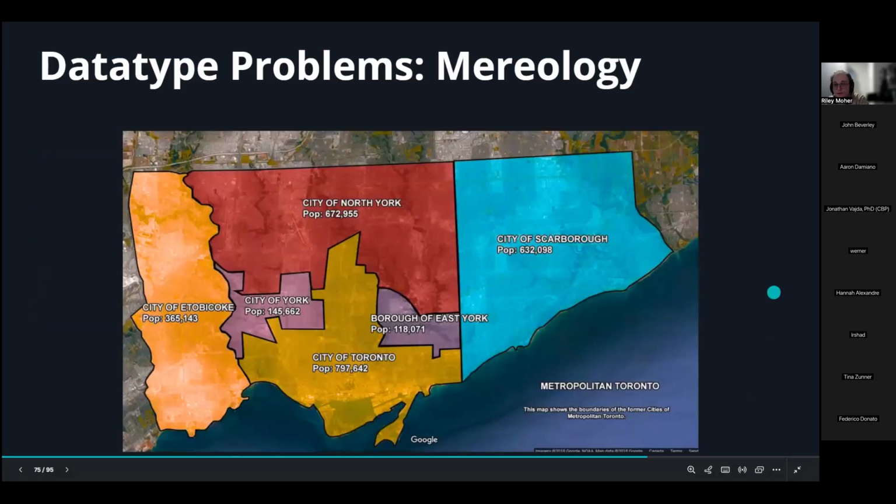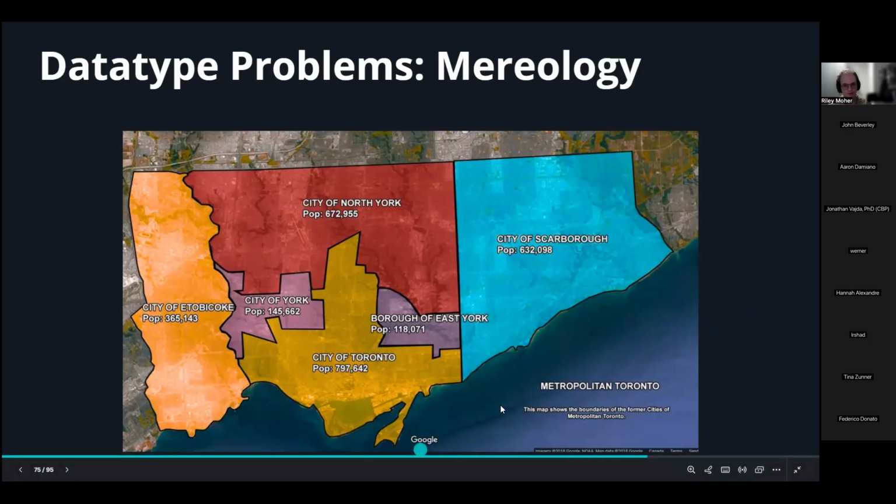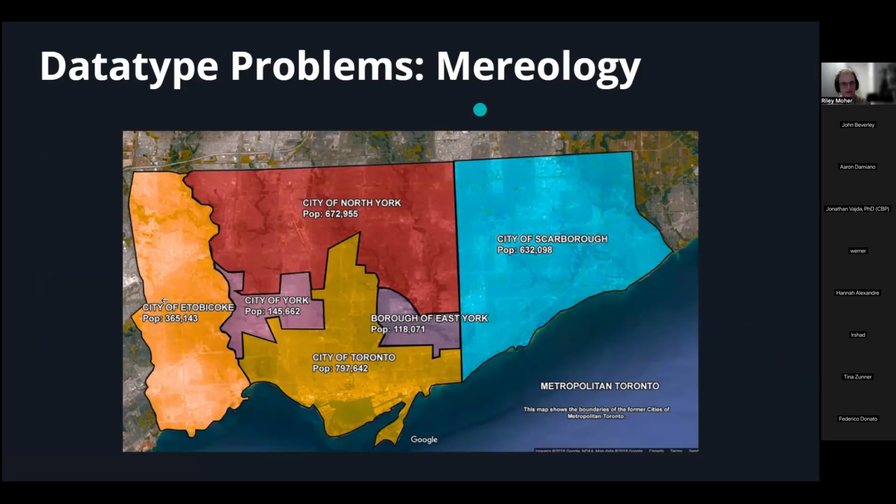In terms of geospatial mereology, here in Toronto, back in the late 90s, there was a thing called amalgamation. So you have these 6 boroughs of Toronto here, and pre-1998, when we talked about the city of Toronto, it meant this yellow region here. But post-amalgamation, the city of Toronto now encompasses all of these areas.